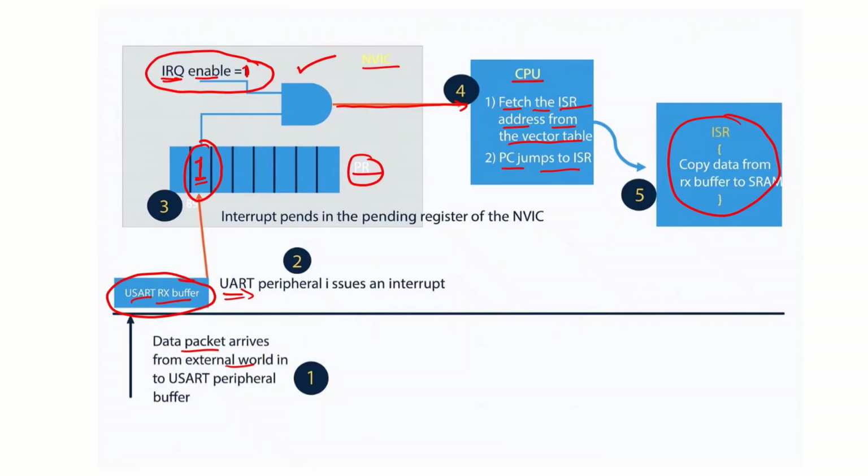Actually, in real time, you need not set any pending bit, because whenever that UART RX buffer is filled, the peripheral itself will set this pending bit. But in our case, we are not configuring or touching anything on the UART side. That's why it's our responsibility to set this pending bit also. Whenever both interrupt enable and pending bit are set, it triggers the interrupt to the CPU. Okay, that is the case.